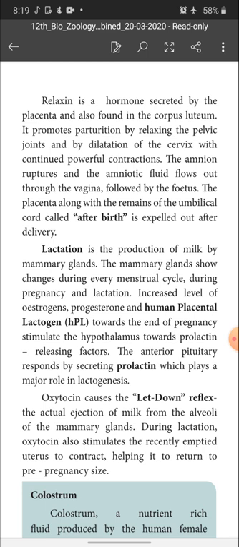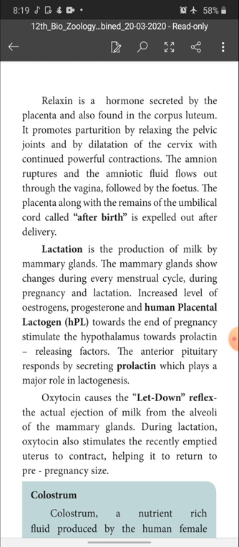So after parturition, what happened? Increased levels of estrogen, progesterone and human placental lactogen towards the end of pregnancy stimulate the hypothalamus to release prolactin releasing hormone, or releasing factor. The anterior pituitary responds by secreting prolactin, which plays a major role in lactogenesis.